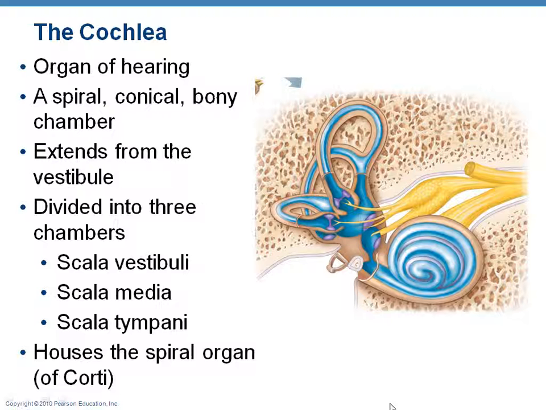So this picture is showing you the cochlea right here, and it's saying this is actually the organ of hearing. It is a spiral, conical, bony chamber, just like what's listed on the slide. It's divided into 3 chambers. Again, some teachers will make you learn the 3 chambers, some won't, so I would check and make sure. And it houses something called the spiral organ. They used to say spiral organ of Corti. Some people leave off the Corti part now. It's just the spiral organ of the cochlea. I'll show you these 3 chambers in just a sec.